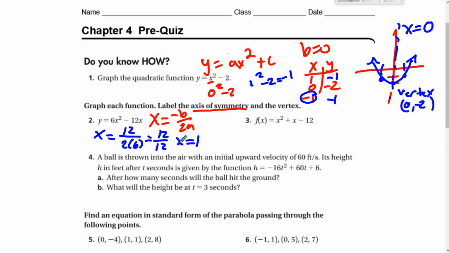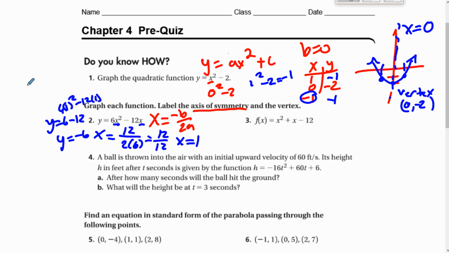Now I'm going to plug that into the equation right here for my x. I'm going to square it and then times it by 6, so I get y is equal to 6 minus 12 times 1, which is again 12. So I plugged in 1, I squared it, times it by 6, and then I took -12 and times it by 1. So I get -12, and 6 minus 12 is -6. So now I have my vertex.